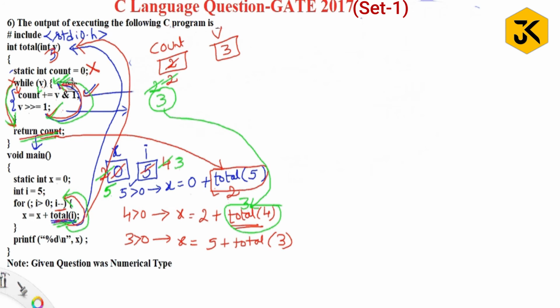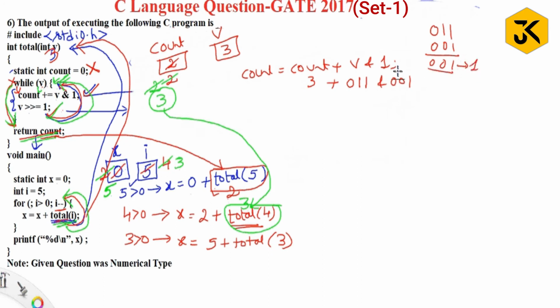Now while of 3. Yes, condition is true. Count equal to count plus V and 1. Count value is what? 3 plus V value, which is what? 3. 3 in binary format is 0, 1, 1 and 1 is 0, 0, 1. If you apply the AND operation, you will get 1 in decimal. So this entire thing is replaced with 1. 3 plus 1, 4. That will be updated in the count variable. So here 4. Next statement, V right shift 1.